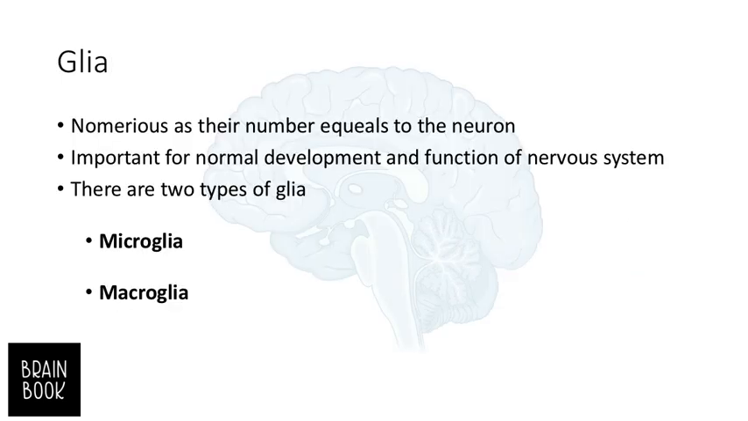The glia are cells that are numerous, as their number equals the neurons, and they are essential for normal development and function of the nervous system. And they are divided into two main groups. The first one is microglia, and another one is macroglia cells.